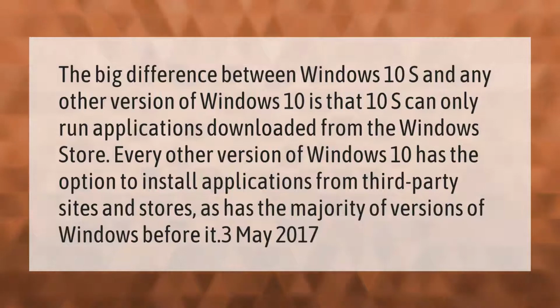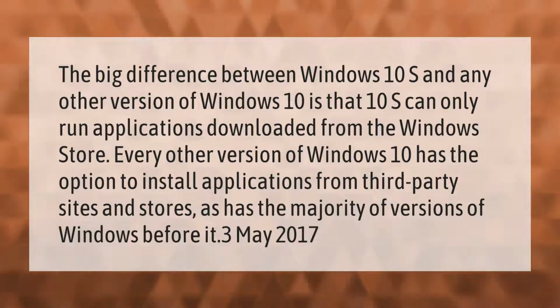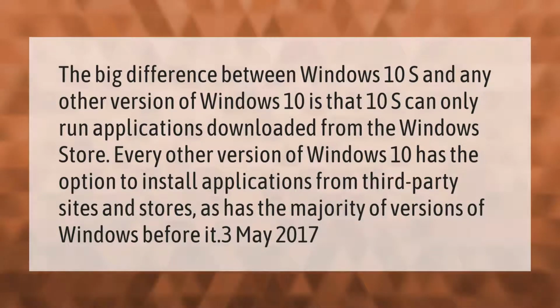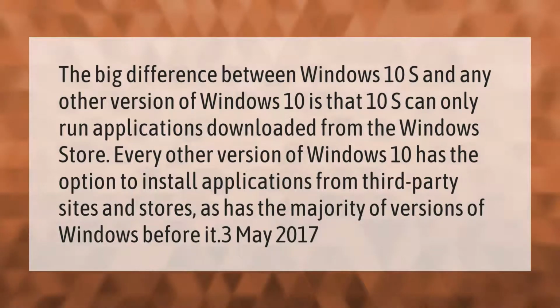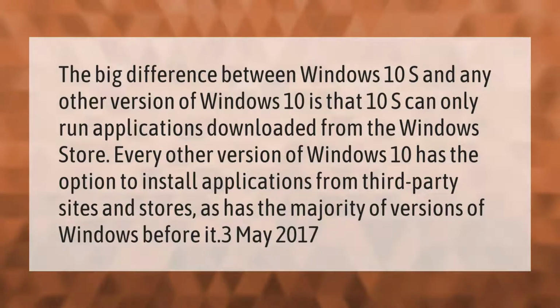The big difference between Windows 10s and any other version of Windows 10 is that 10s can only run applications downloaded from the Windows Store. Every other version of Windows 10 has the option to install applications from third-party sites and stores, as has the majority of versions of Windows before it. 3 May 2017.